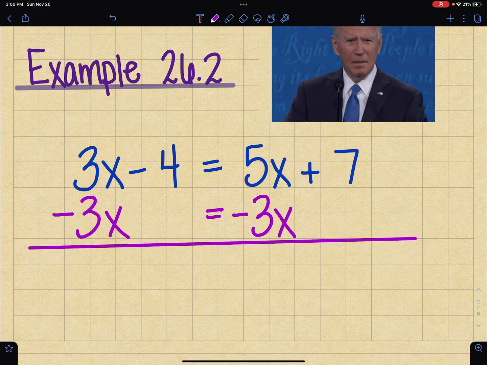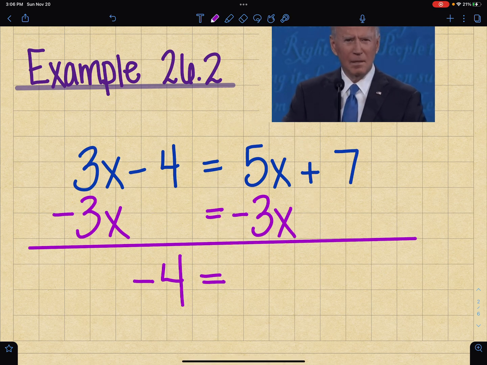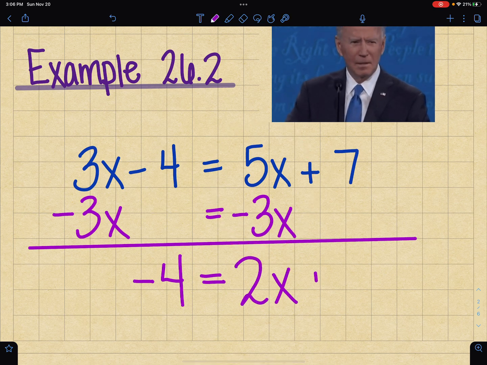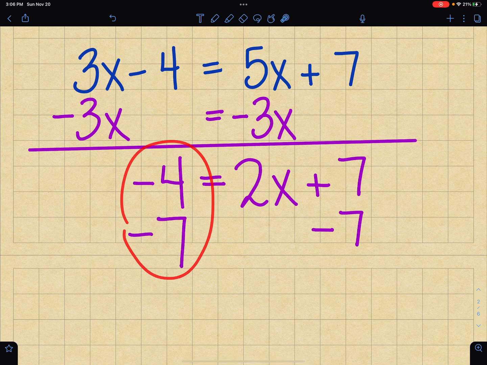So I bring down that minus 4 is equal to, and I've got to add these together. 5x minus 3x is 2x, plus 7. I still want the x by itself, even if it's over on that right-hand side of the equation. I still want to isolate it. So I'm going to get rid of that 7 next. Minus 7. Because basically these are like terms, the 7 and the 4, because there's no variable with them.